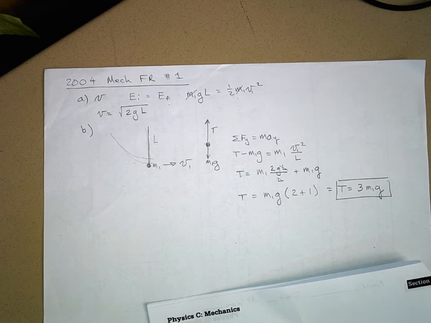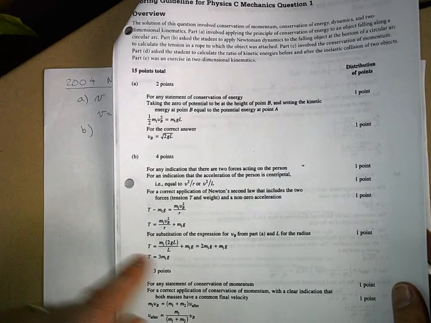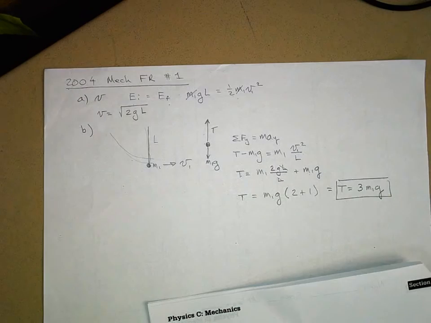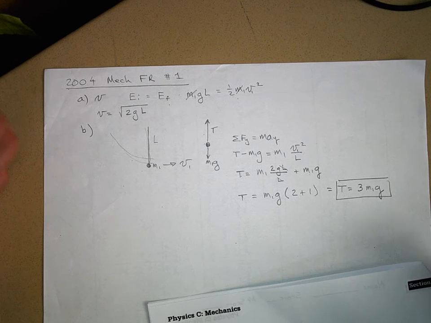I'm not going to go through the solution manual in depth, but here's the solution manual for it. And so that's worth 4 points. So we've got 6 points so far. I think it's a pretty reasonable problem. I think you can do this.